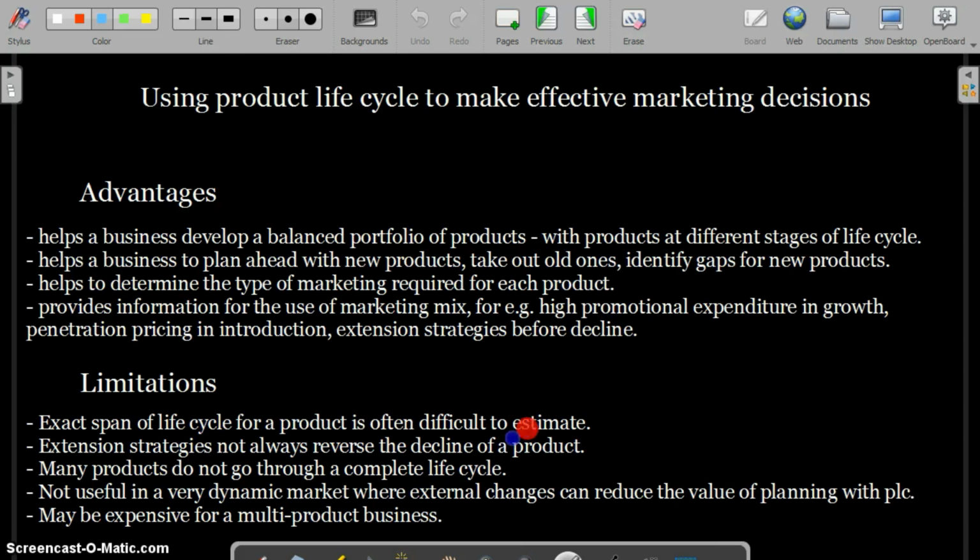And the final thing is that it is expensive for a multi-product business. It's not easy to do the product life cycle analysis for multiple products. If a business has multiple products, for example thousands of them, they can't construct thousands of life cycles. So that's all for today. We have talked about product life cycle, the differentiation and all.